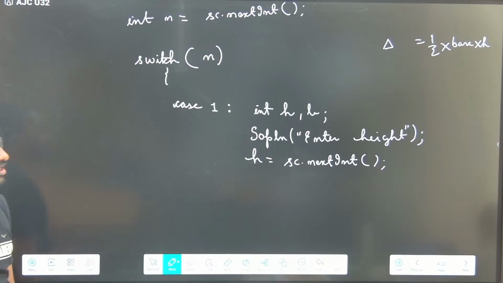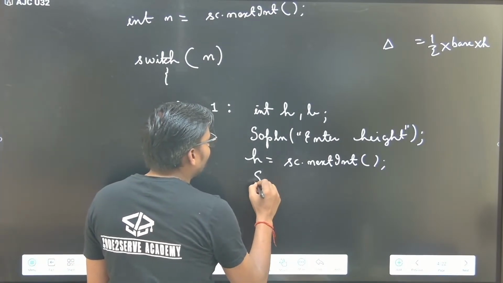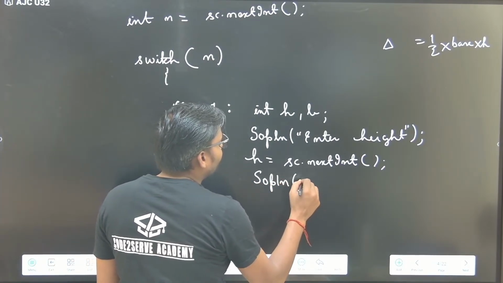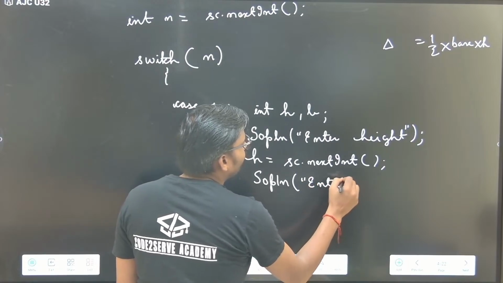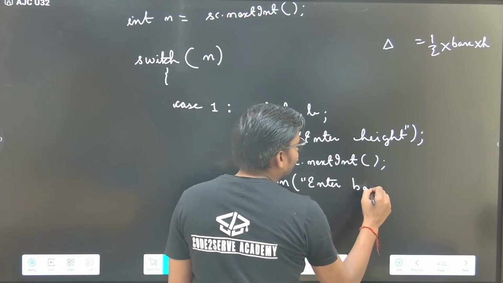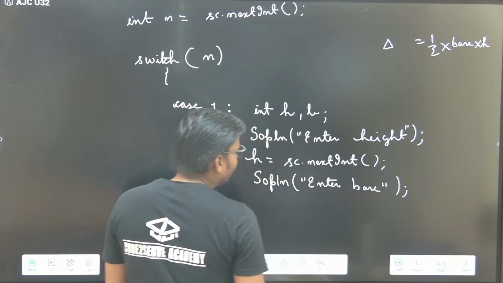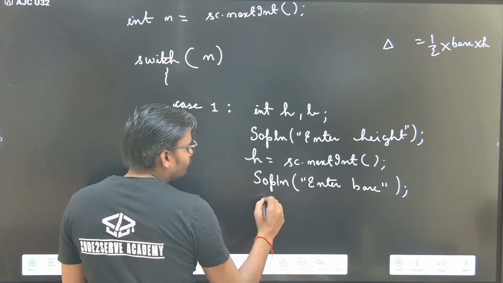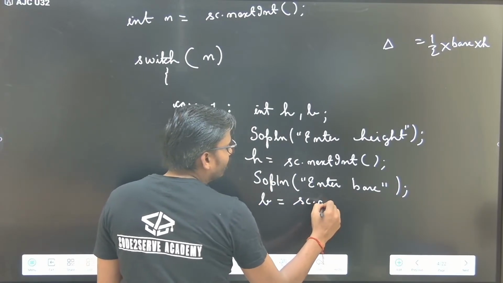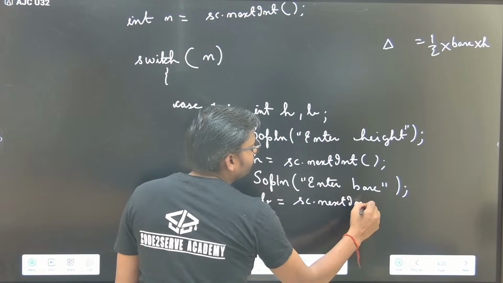So we took the height from the user. Similarly, we'll write SOPLN, enter base. Okay, so we'll take the base, sc.nextInt.